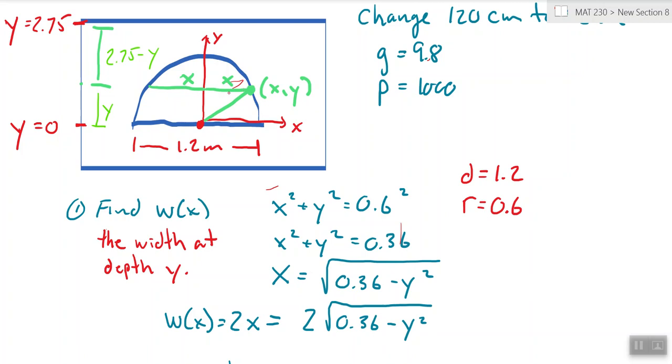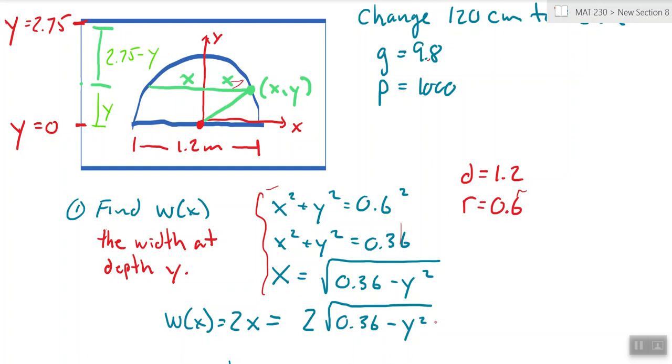To find this value of x, this point x, y, we can use the equation of the circle, which I've done down here. x squared plus y squared is equal to the radius squared, and the radius is 0.6. So x squared plus y squared is equal to 0.36. Let's solve that for x, which is this distance right here. That will be the square root of 0.36 minus y squared. Of course, the width of the window at any given depth y is going to be 2x, which is 2 times the square root of 0.36 minus y squared. So there's our width function.